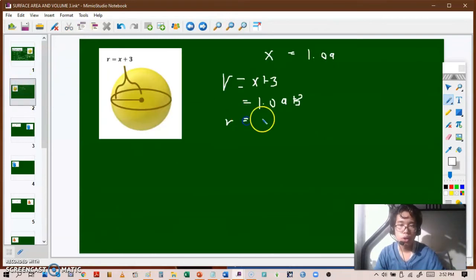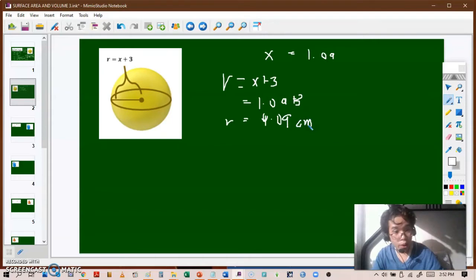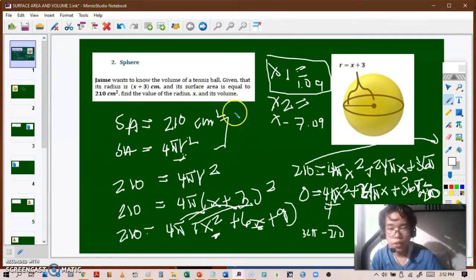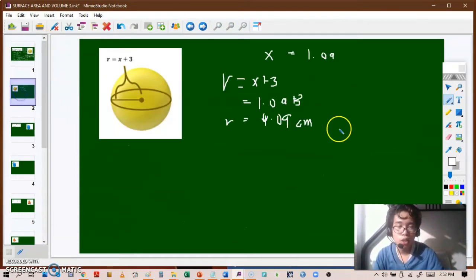So r is equal to 4.09 centimeters. And from there, we can now solve for the volume of the sphere, because we want to know the volume of the tennis ball that Jamie has. Given that the radius of the tennis ball is 4.09 centimeters, we can solve for the volume by simply using the formula 4 thirds pi r cubed.